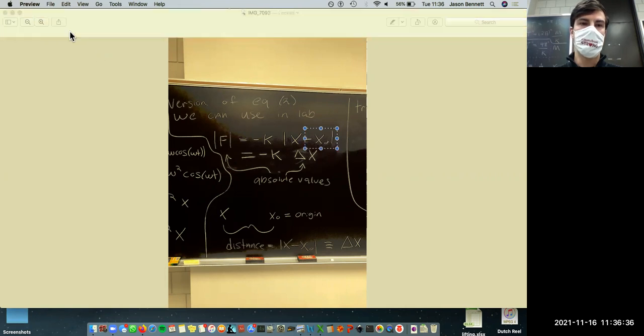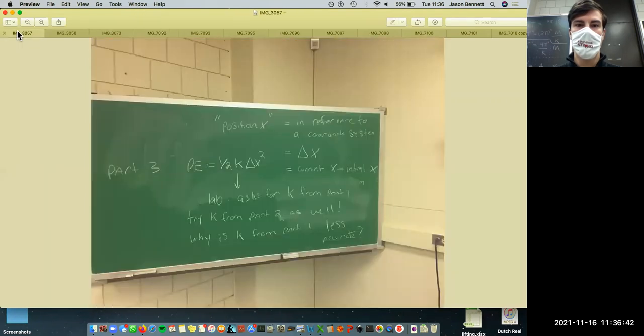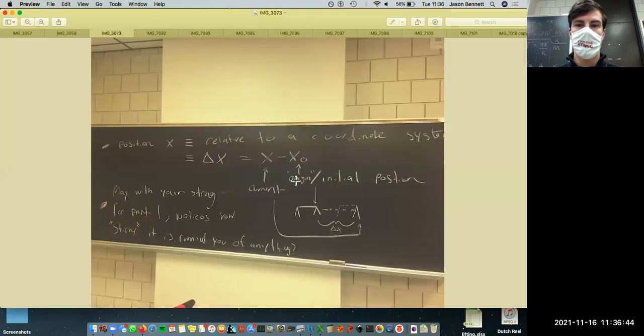So for instance, is that a good picture? Not really. So if this is my cart sitting on my air track, and there's a ruler right there, what I'll do before I stretch anything, I'll measure where, let's just say, the left edge of my cart.